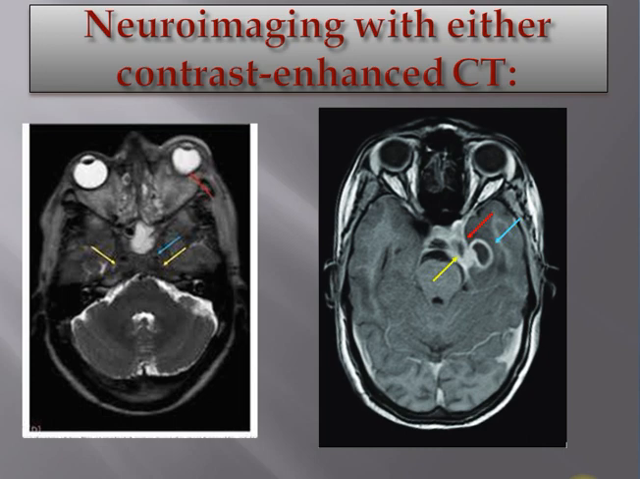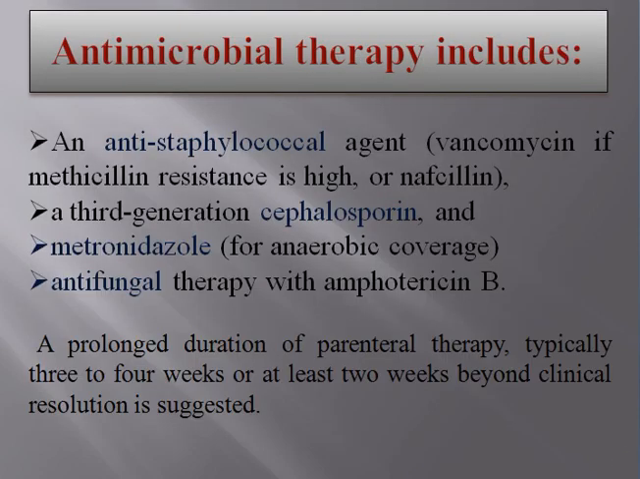Because of the rarity of diagnosis, no randomized controlled trials are available and expert opinion guides treatment. In general, antimicrobial and antithrombotic therapies are the primary considerations. Antimicrobial therapy, and let's look at this slide, includes an anti-staphylococcal agent, vancomycin if methicillin resistance is high, or nafcillin.